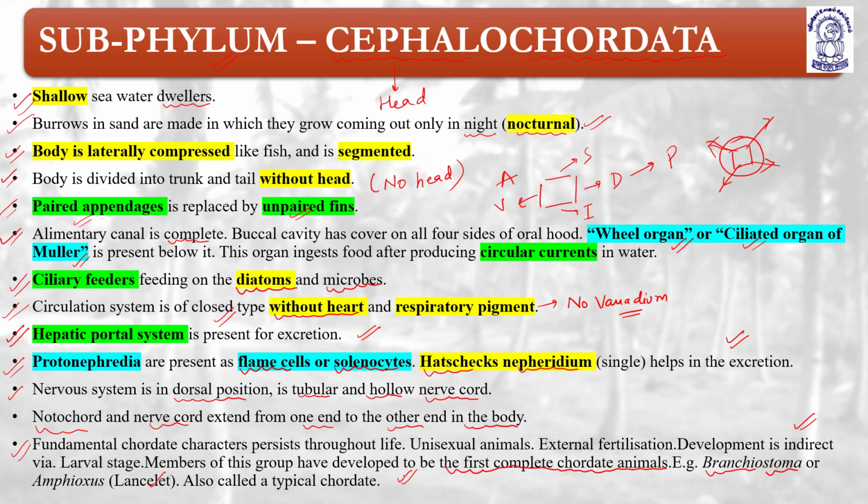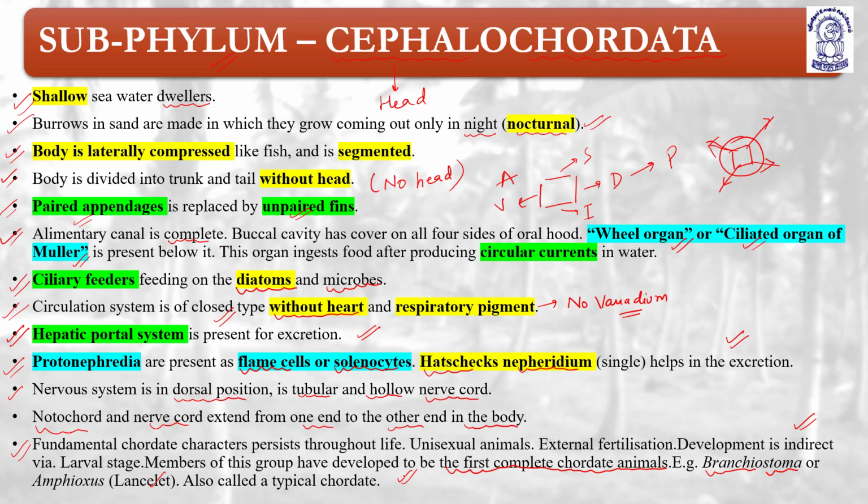One thing I just want to tell you: the term cephalochordate means cephalo, head, and chordate, the presence of the notochord. Previously in Urochordata, the notochord was present only in the tail part of the tadpole. Here also a distinct head is absent, but now the notochord extends towards the head, and that is why the term cephalochordata is given.